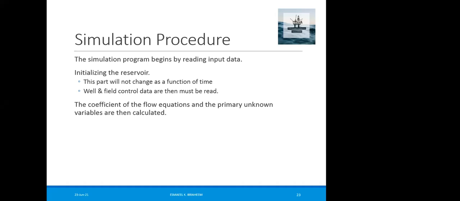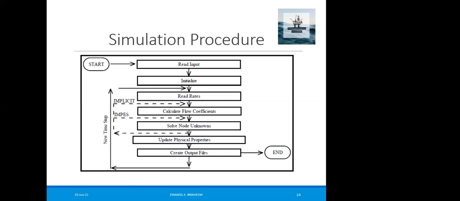I mean that every time you run the program, you have to have initialization. So well and field control data must then be read. It reads the information about the well and the field. After that, the coefficients of the flow equations and the primary unknown variables are then calculated. This is in the beginning. What comes later? This is a diagram showing you the simulation procedure.